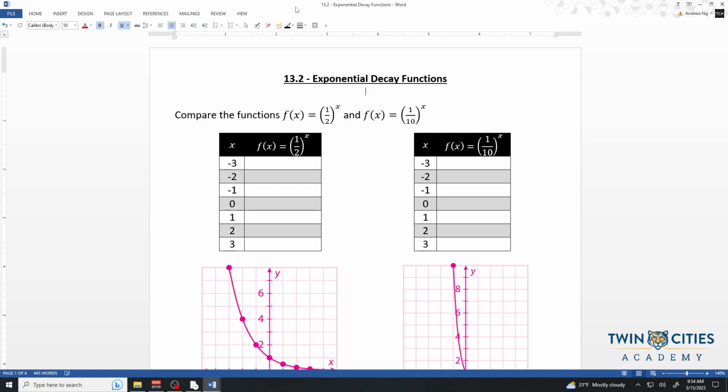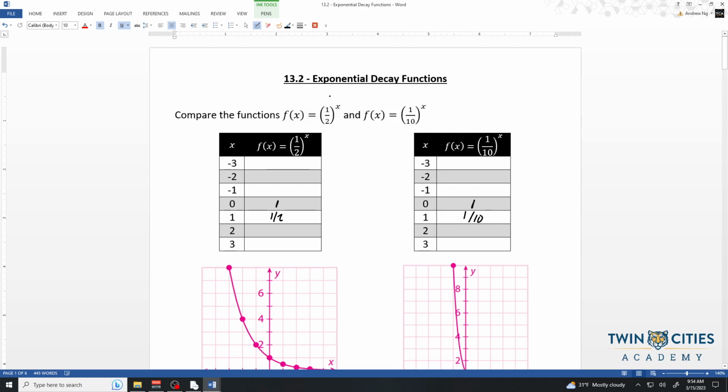So what might that look like? Well, let's compare f of x equals 1/2 to the x and f of x equals 1/10 to the x. As we know, anything to the power of 0 is going to be 1. So let's start there. This will be 1 here, and this will be 1 over here. 1/2 to the first power, well, that's just going to be 1/2. 1/10 to the first power, that'd be 1/10.